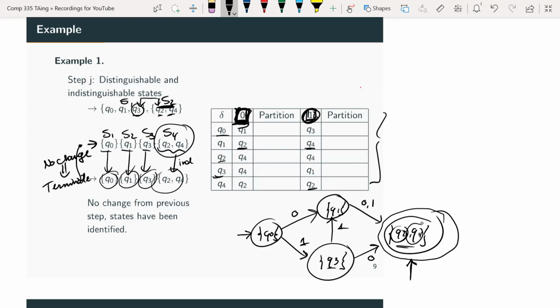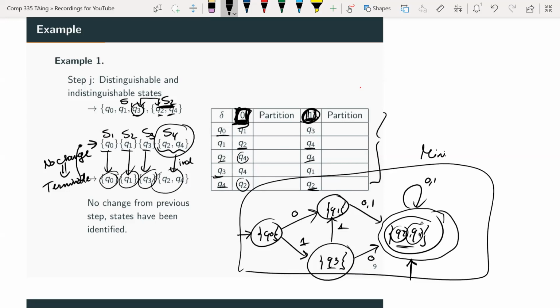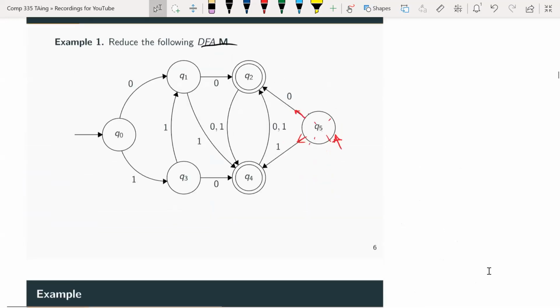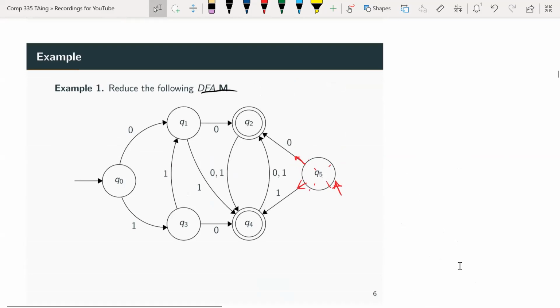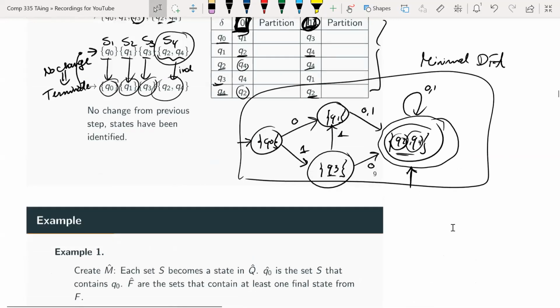So when you're in Q2 or Q4, you go back to Q4 and Q2. So essentially you go back to yourself. And the same thing for when you see a 1, you go back to yourself. So we can do that. Okay. And so this becomes the minimal DFA. So we started with this guy here, and we minimized it to get, instead of six states, we now have 4 states. And that's the smallest possible number of states for the DFA to accept the same language as the initial DFA.